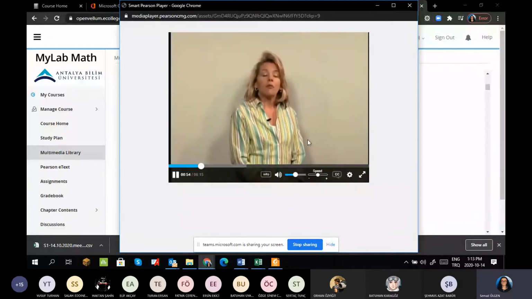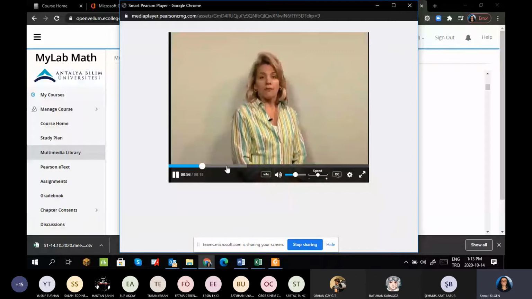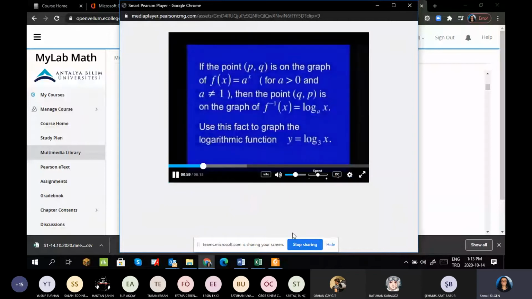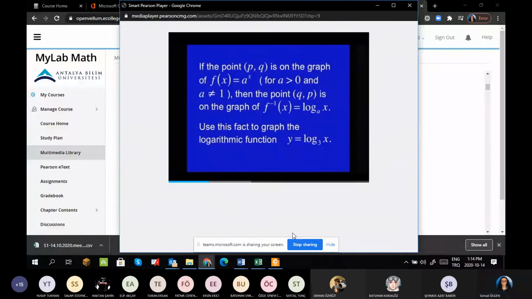Let's look now at a problem where we will graph a logarithmic function. If the point (p, q) is on the graph of f of x equals a to the x for a greater than 0 and a not equal to 1, then the point (q, p) is on the graph of f inverse of x equals log base a of x. Use this fact to graph the logarithmic function y equals log base 3 of x.